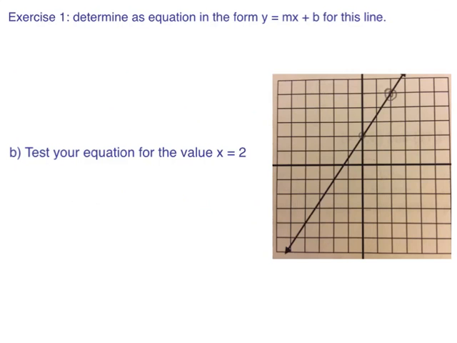Let's start off nice and easy. We're going to look at exercise number 1: determine an equation in the form y equals mx plus b for this line. So we want to start off by identifying my m and my b. So what is my m? Well, my m is my slope. Let's take a look at this and see.